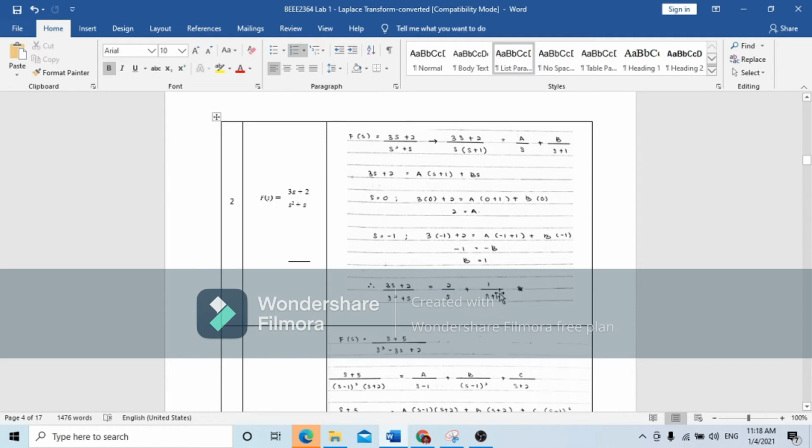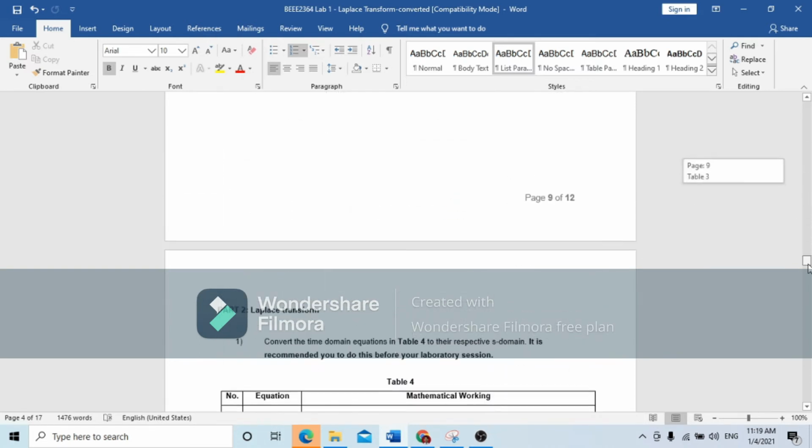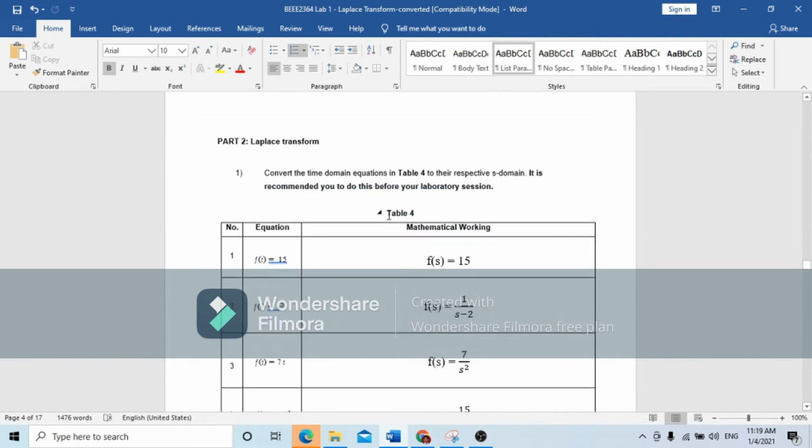The pole is from the denominator, so the value of P is negative 1. The pole is the value of S, so the value of S here is negative 1, and S is 0. Okay, then here is part 2, Laplace transform.